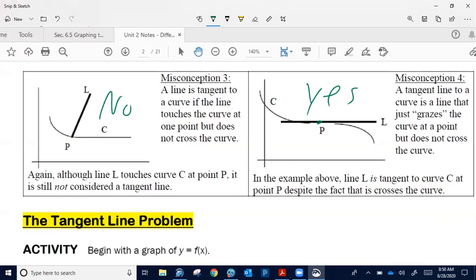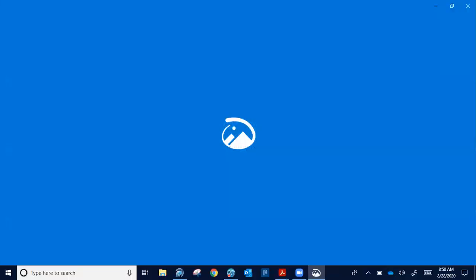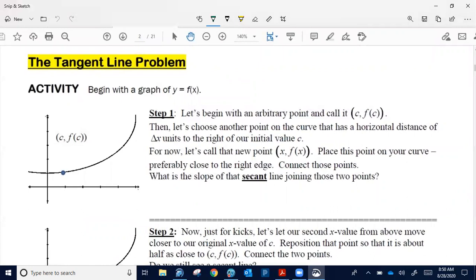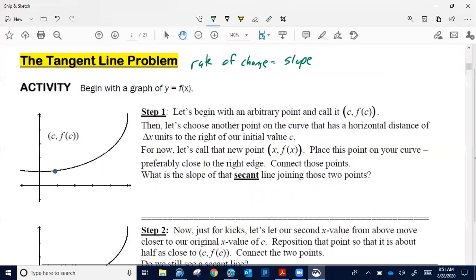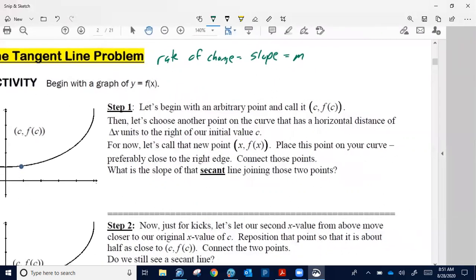So the tangent line problem becomes, how do you find the slope using a tangent line? Because again, by definition, what we're talking about with derivatives throughout this unit 2 we're building up to is that the derivative is a slope or a rate of change. So again, rate of change is another way of saying slope. The abbreviation for slope is the letter M. You've probably thought of slope being a rise over a run.